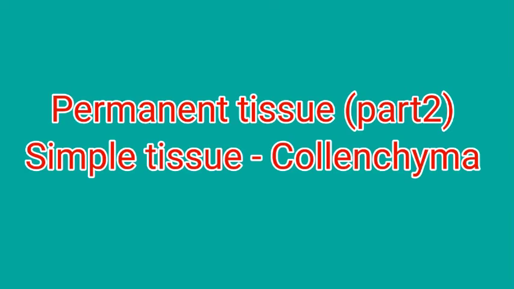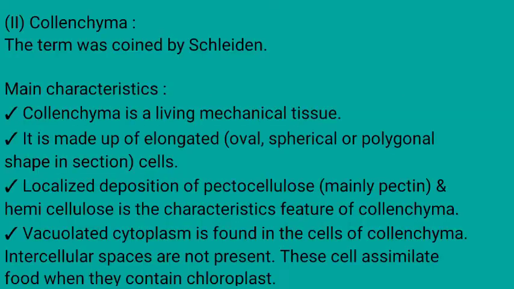Hi everyone, in this video we are going to discuss permanent tissue part 2, under this simple tissue collenchyma. Collenchyma. The term collenchyma was coined by the scientist Schleiden. Main characteristics of collenchyma. Collenchyma is a living mechanical tissue.